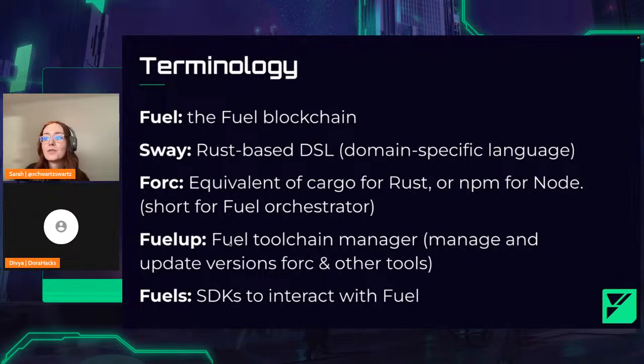Fuelup is the Fuel toolchain manager, and it's what you use to manage and update your versions of Forc, Fuel Core, and other tools. And then Fuels, which is just Fuel with an S, is essentially the equivalent of Ethers.js or Web3.js. We have a TypeScript and a Rust SDK, and they're both called Fuels. It's what you use to interact with a contract.